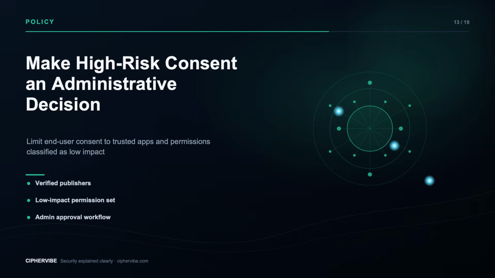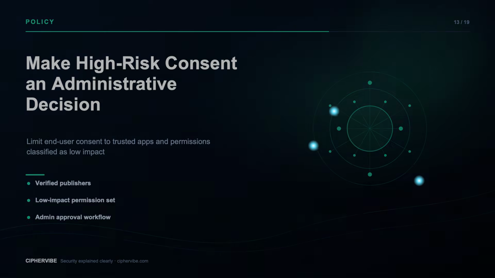Organizations can restrict user consent to verified publishers and permissions classified as low impact, while routing higher-risk requests through an administrator approval workflow. That workflow should validate business owner, publisher, redirect configuration, requested scopes, data classification, necessity, and expiration.